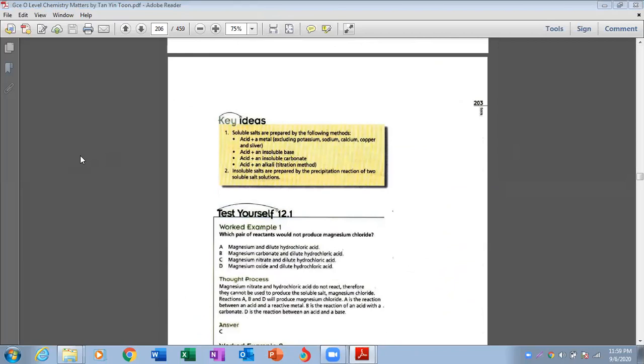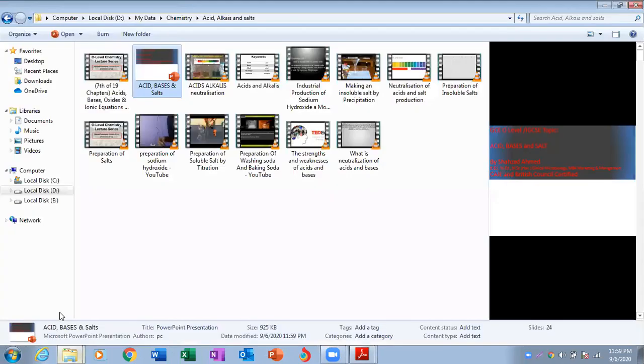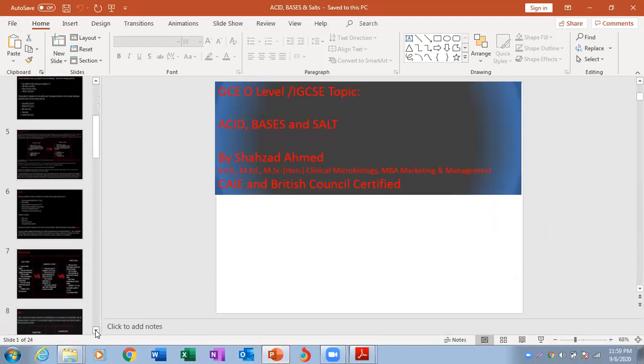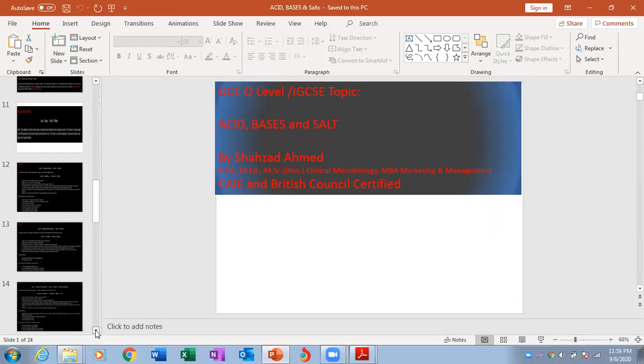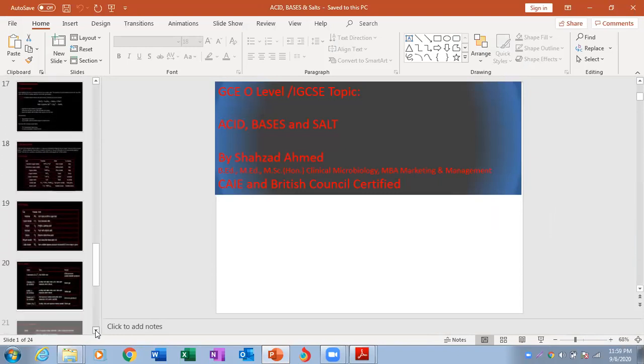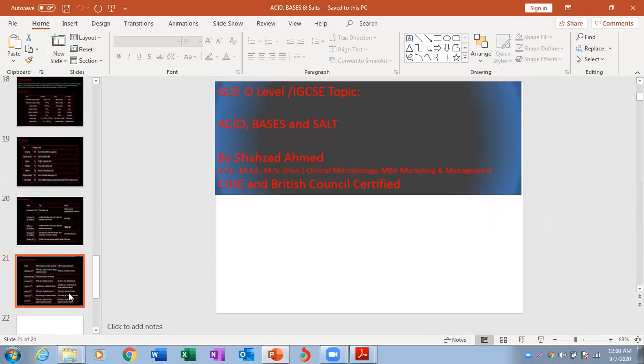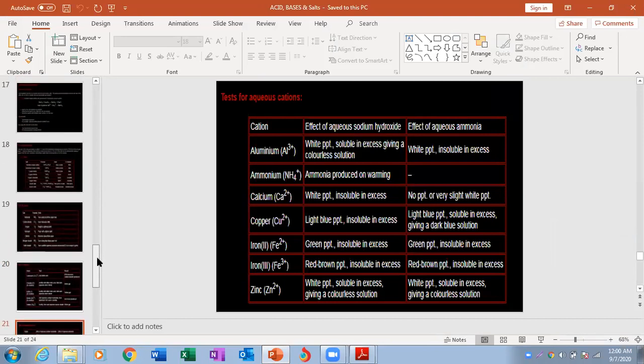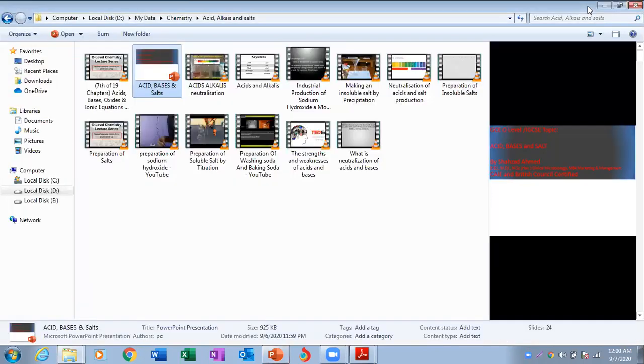Yes, sir. Okay. Now that was what I needed to show you in our last slide, the last portion that I am going to show again: to identify the different kinds of ions, the positive ions and the negative ions. In case of positive ions, there will be a color change on reacting with sodium hydroxide and aqueous ammonia. These were the last two slides, and this is the last portion of our topic. And alhamdulillah, we have completed acids, bases, and salts.